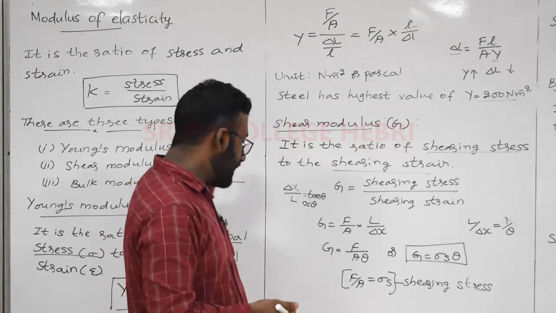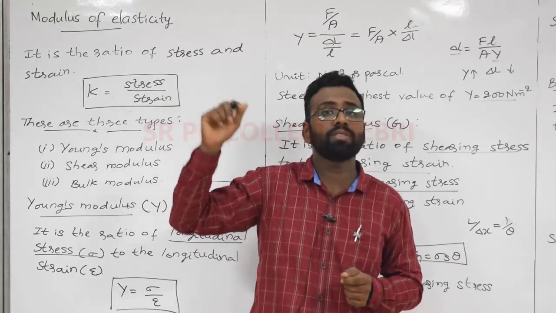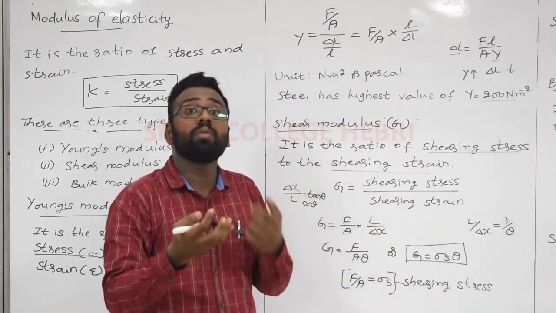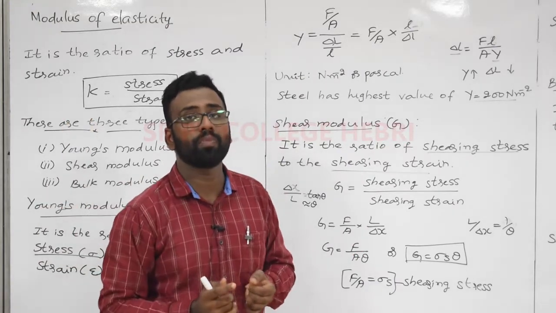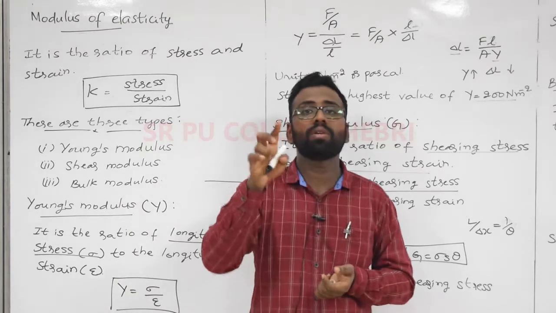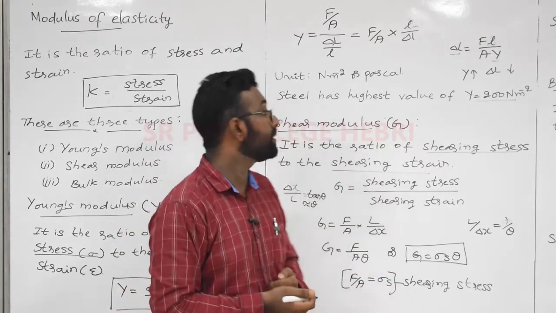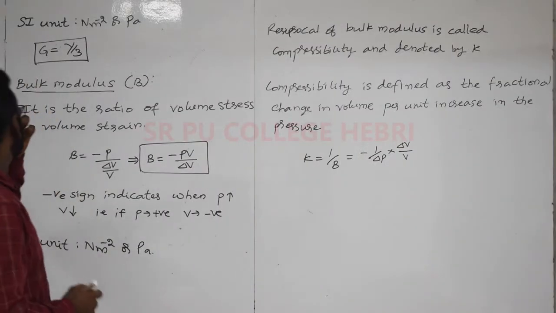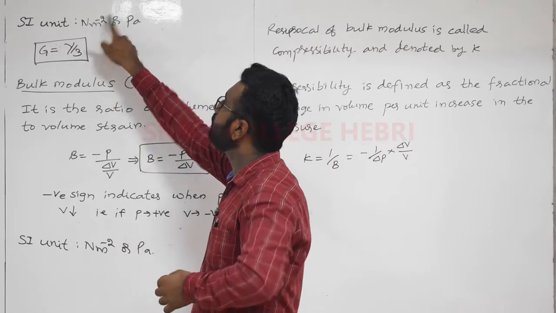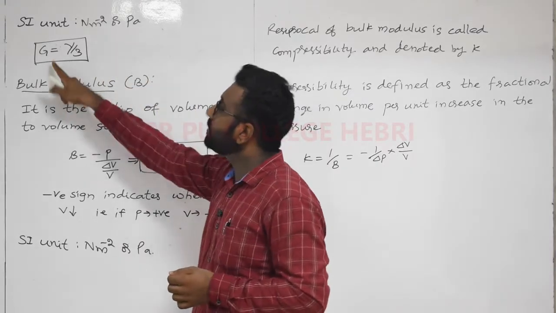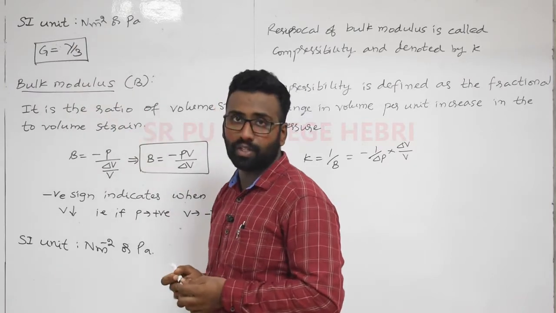Then the comparison of Young's modulus and shear modulus: the shear modulus is almost 3 times smaller compared to the Young's modulus value. Or you can write that G is equal to Y by 3. You can see here the SI unit is Newton per meter square or Pascal. Then whatever I told, it is G is equal to Y by 3.